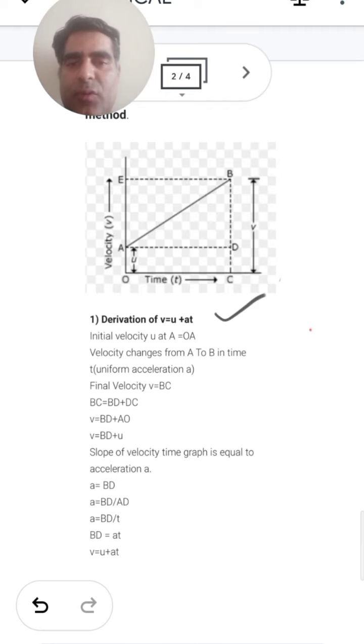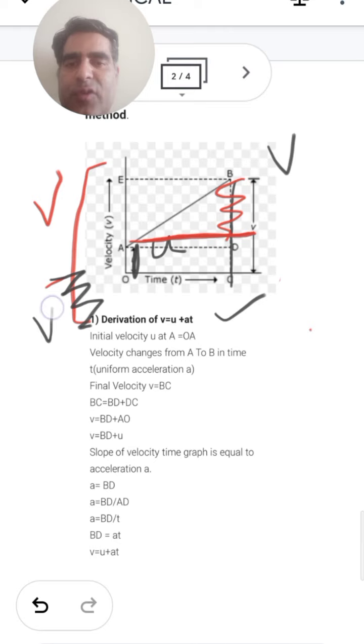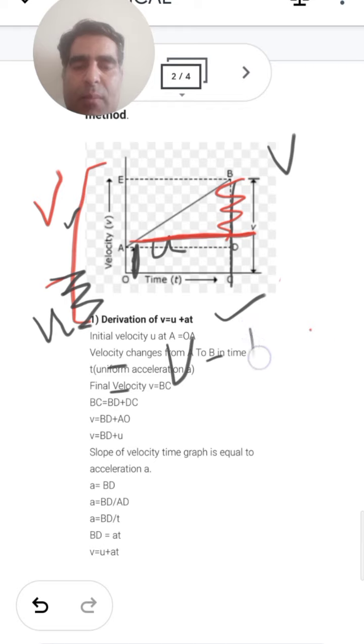So how to derive this? It is given as u, and this whole velocity is given as v. So what do you have to do? You have to find the value of the slope. The total value is v, and from this v you have covered a distance of u. So what is left is v minus u.